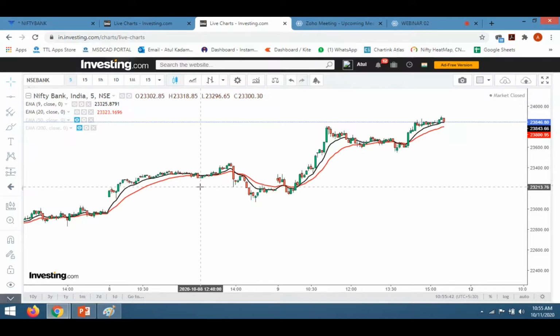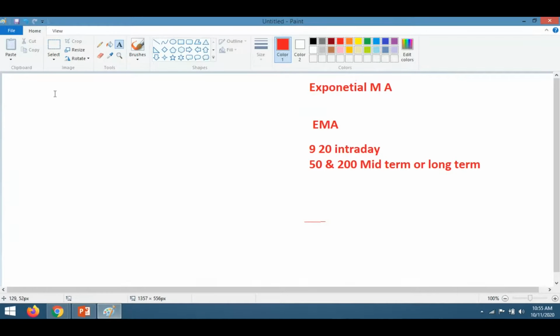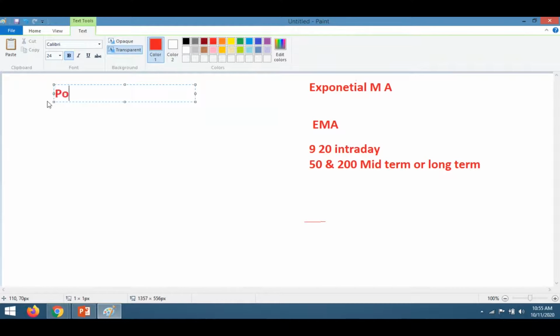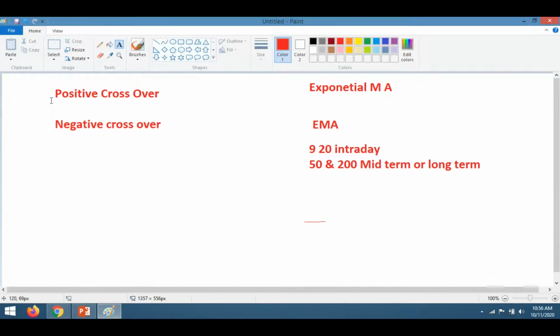Okay, so I will explain the crossover concept here. There are two concepts to use the EMA: positive crossover and negative crossover. Okay, so what is meant by positive crossover? If you see, this black line is my 20 moving average. And this red line is my 9 moving average. So when the 9 moving average crosses from below to upside of the 20 moving average, this crossover is called a positive crossover.